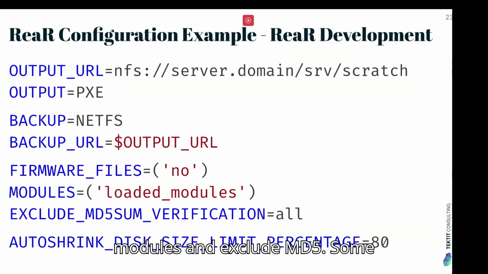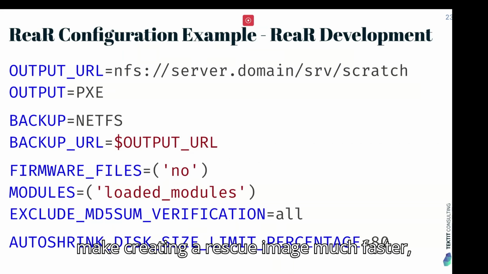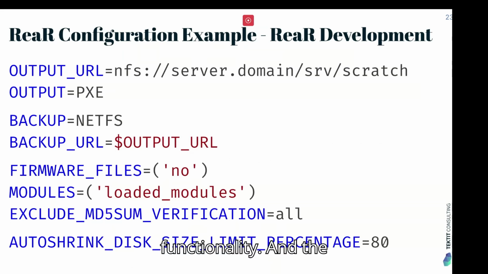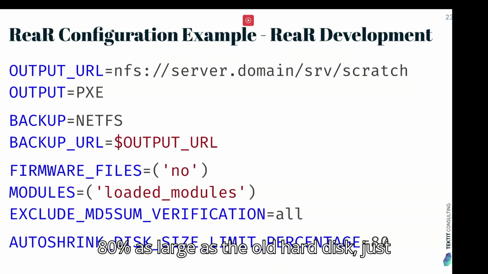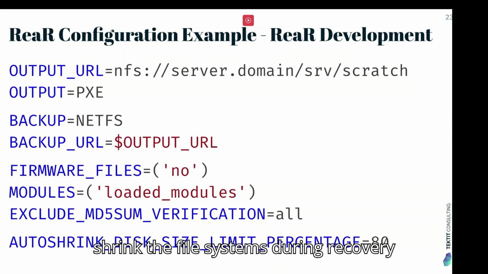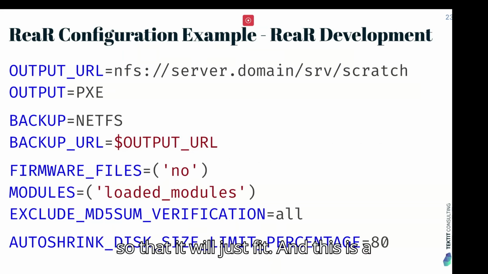Firmware files, modules, and exclude MD5 sum verifications are all little hacks that make creating a rescue image much faster, of course at the expense of losing some functionality. And the last line shows you one of the many configuration items that we have that allow you to fine-tune ReaR's behavior during recovery. So this auto shrink line, for example, says that if the new hard disk is at least 80% as large as the old hard disk, just assume it's going to be okay and try to shrink the file systems during recovery so that it will just fit.